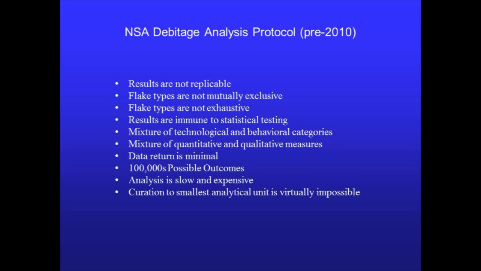So the old system contained flake types that were not mutually exclusive, they were not replicable, they couldn't support inferences based on statistical probability, they contained a mixture of technological and behavioral categories based on a mixture of quantitative and qualitative measures. They produced minimal amounts of fairly unreliable data. With so many flake types and attributes, there were literally hundreds of thousands of possible outcomes for each flake. Lastly, the analysis and curation were both slow and expensive.